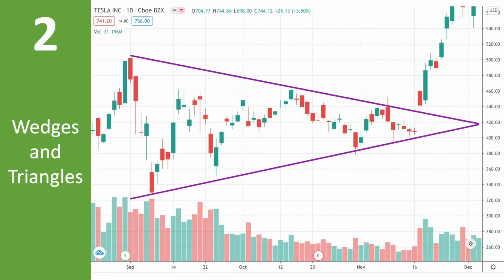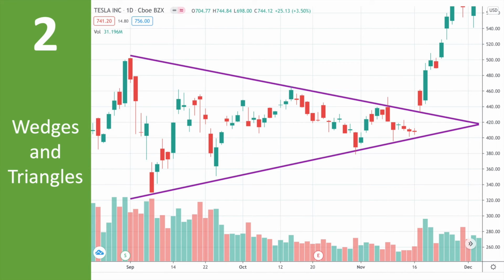Here are some of those patterns in action for the Tesla stock. We can see a wedge appear and trading volumes decline. People are essentially waiting and watching until we finally see a breakout on the 17th of November when the price jumps over to $440. That's after nearly 3 months of consolidation.